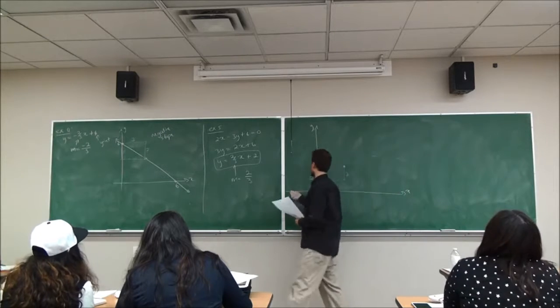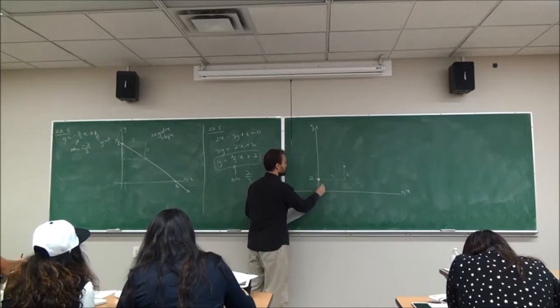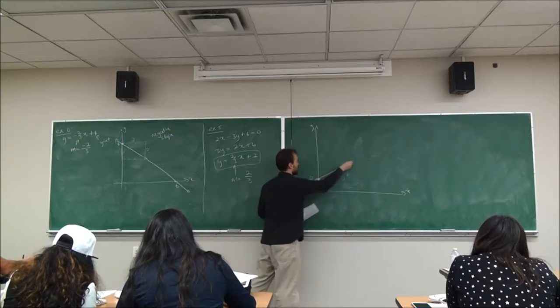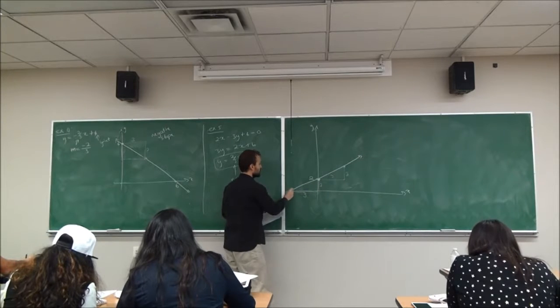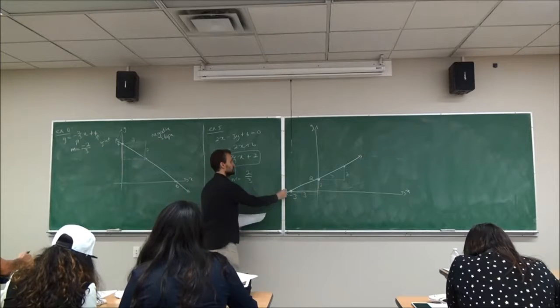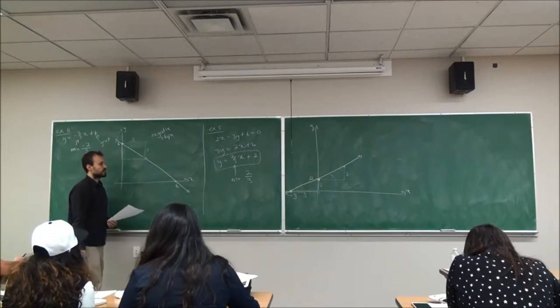Left by 3. 2 steps down, 3 to the left. And I have my straight line right there. The x-intercept just popped out without even trying, just by interpreting the slope.